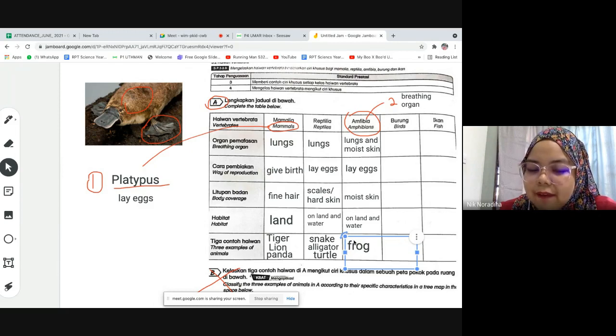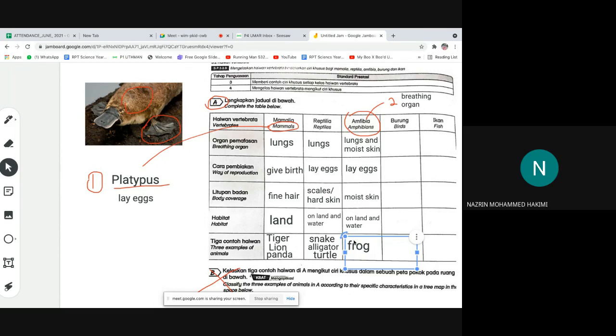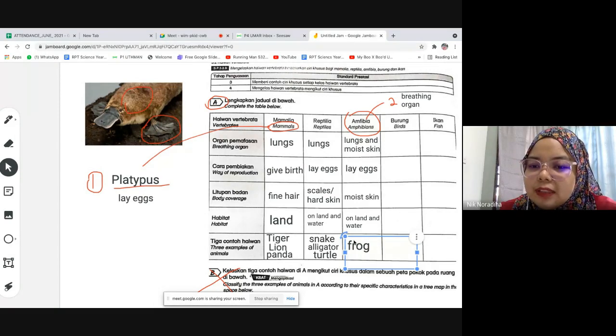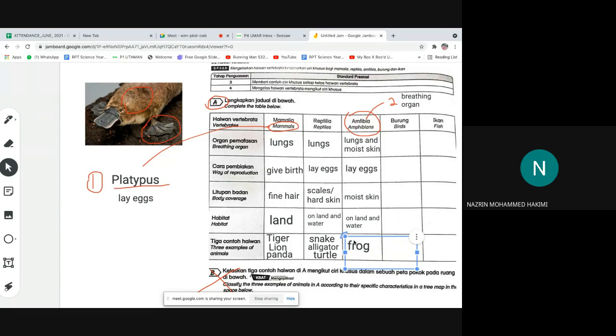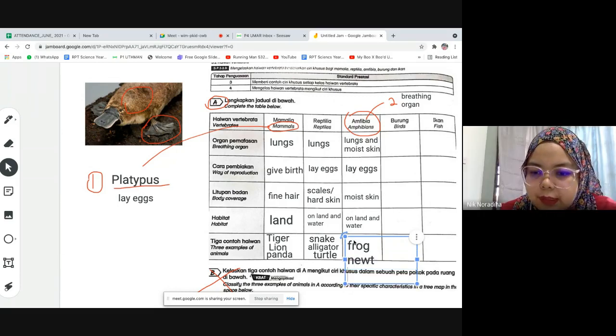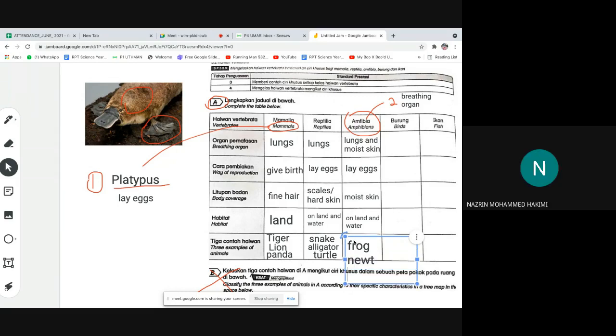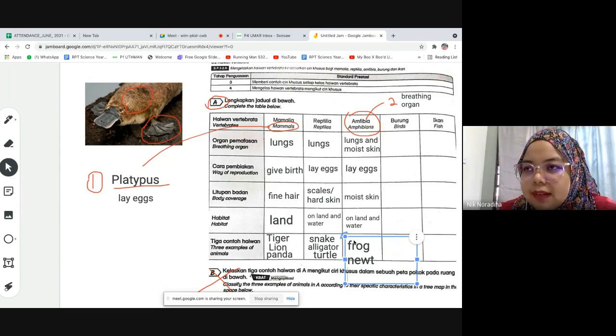Okay, do leech have lung? No. Okay, so for amphibian, teacher wants animals that have 2 breathing organs. Frog is already correct. Okay, newt. Correct. Another one? Newt and salamander, or are they both under the same group?